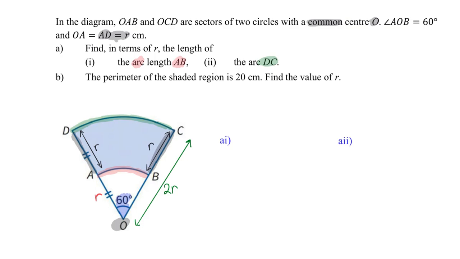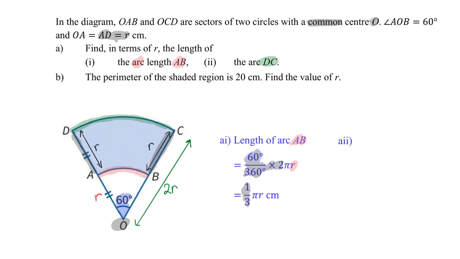Okay, so for the AB, I would use angle 60 degrees over 360 times 2 pi R. And when I multiply 60 over 360 times 2, I will get 1/3. So this is 1/3 pi R.